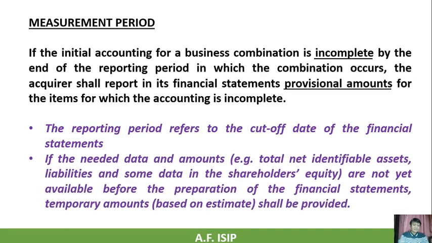If the needed data and documents, for example total net identifiable assets, liabilities, and some data in the shareholders' equity, are not yet available before the preparation of the financial statements, temporary amounts, these are the provisional amounts, shall be provided. And those temporary amounts are based on estimate. Estimate by whom? By the management of the company, by the acquirer, of course, in coordination with the external auditor.